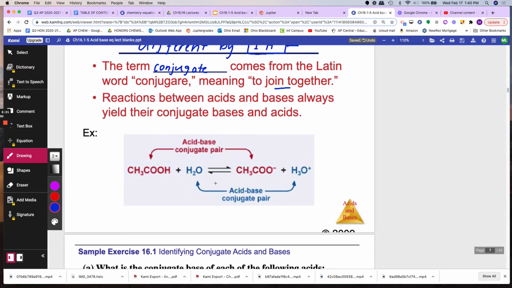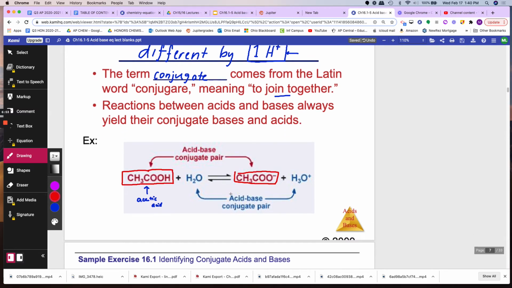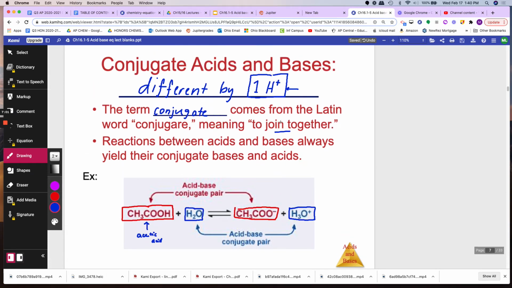So look at this equation right here. Do you remember what that substance is? That's right, that's acetic acid, or vinegar. When you react it with the water, the H leaves, as you can tell by the result here, and it goes to the H2O. The pairs would be this acetic acid and the acetate ion, because what's the difference between them? 1 H+. The other conjugate pair would be H2O and H3O+, because the difference between them is 1 H+.